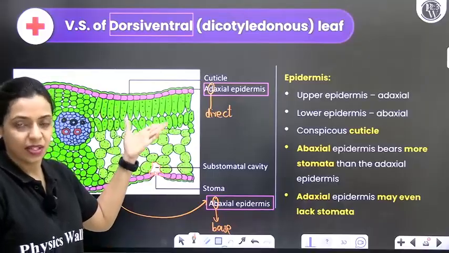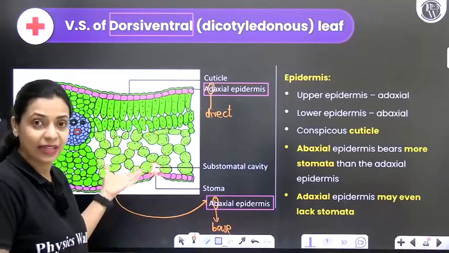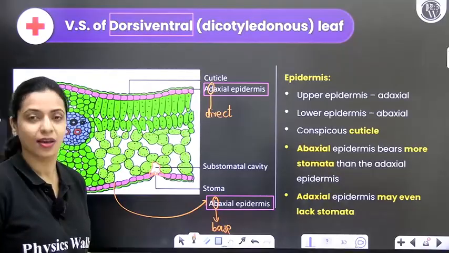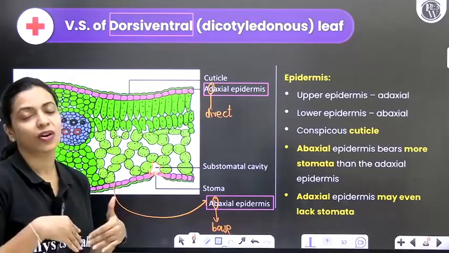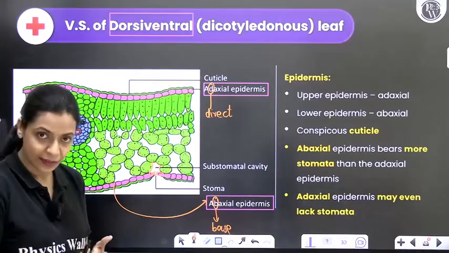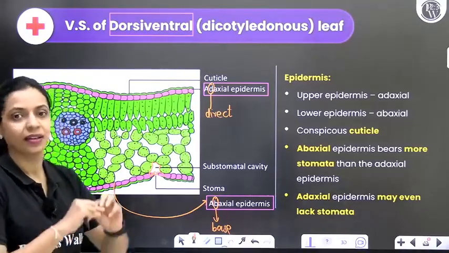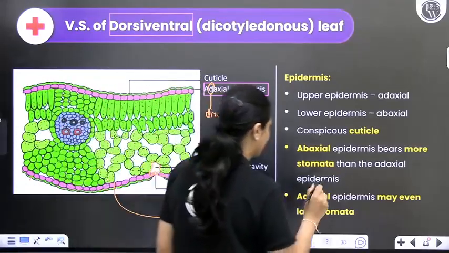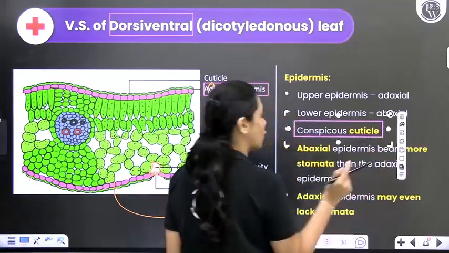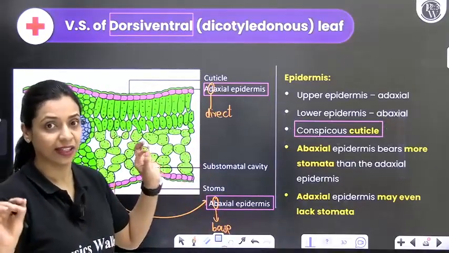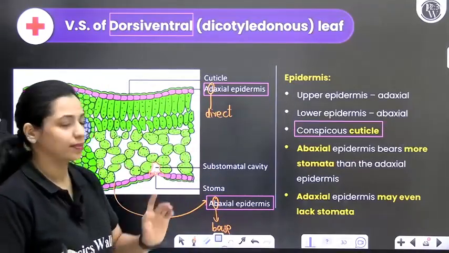Similar to stems, leaves are aerial parts of the plant from which water loss can happen by transpiration. So to prevent or reduce the rate of transpiration, on both surfaces of the leaf, upper and lower, you can see deposition of cuticle. The cuticle will be very thick and conspicuous. Compared to the leaf, on the stem it will be a slightly thin layer, but in the leaf there will be a very thick layer.